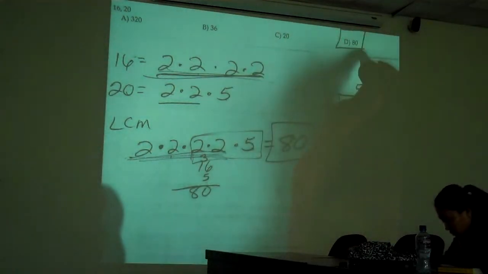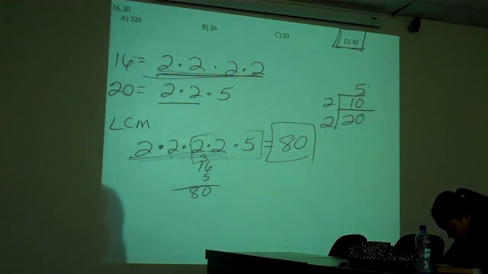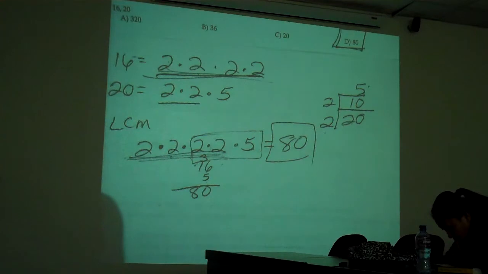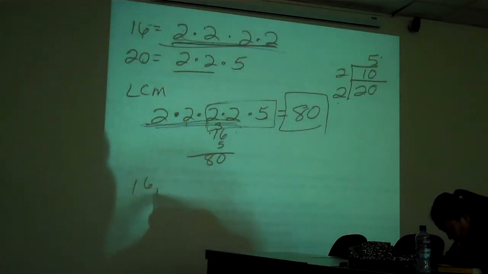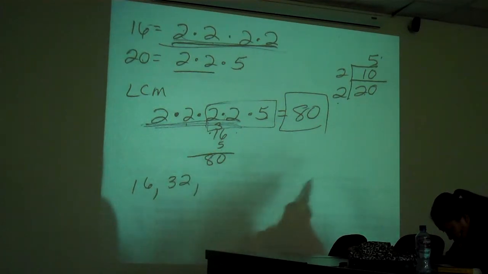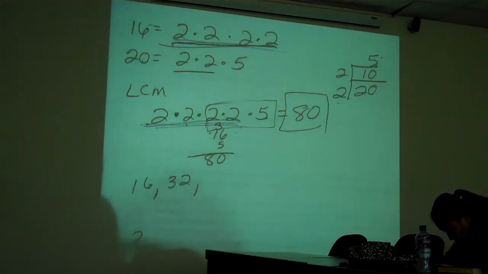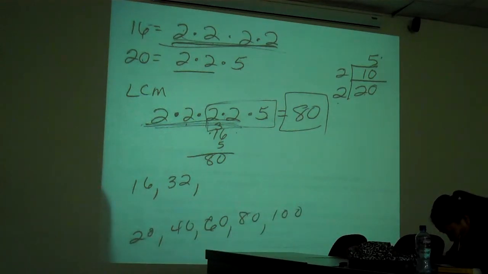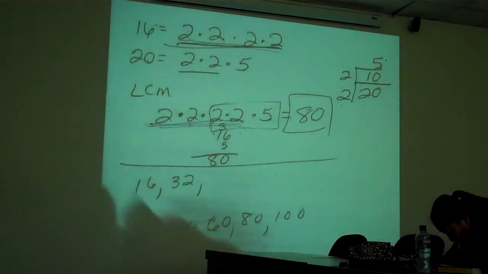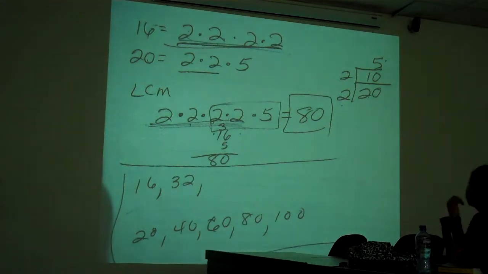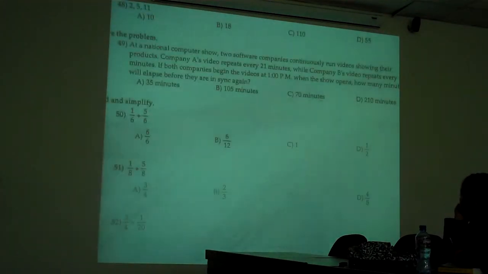And if that's not multiple choice, you'll need to know how to come up with the smallest one. And you can list them if you want. You can go 16, 32, and keep listing them like we did multiples. Do 20, 40, 60, 80. You keep listing them until you come up with the smallest one. If you don't want to do the primes, do it where you list them and find the smallest one.